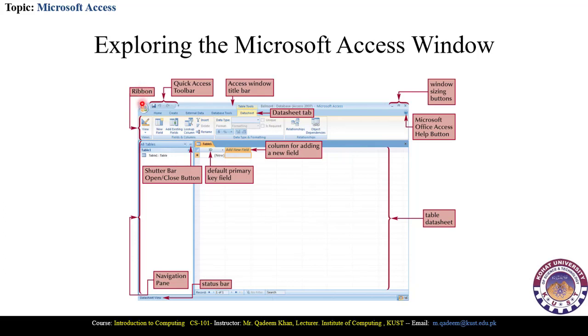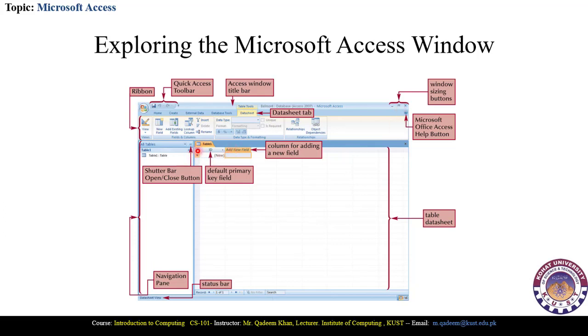First, we have the ribbon. This is called overall the ribbon. It contains different functions which are used to process or create the databases. Here is the database tab where you can create the database. Here we have the quick access toolbar, for example, to save the databases, and the undo and redo operations are here. Then we have the Access window title bar that defines the title of the database when we store it here. Here are the sizing buttons used to close, maximize, and minimize Microsoft Access.